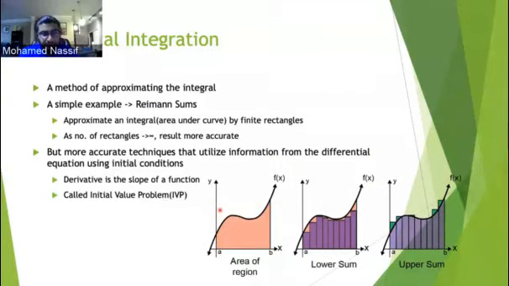So what is numerical integration? Simple. It's a method of approximating the integral. You might have seen some of these before. Simple examples are the Riemann sums. You approximate an integral by finite rectangles. You can take a lower sum or you can take an upper sum. And as you keep changing the width of these rectangles, you can get a more accurate result.